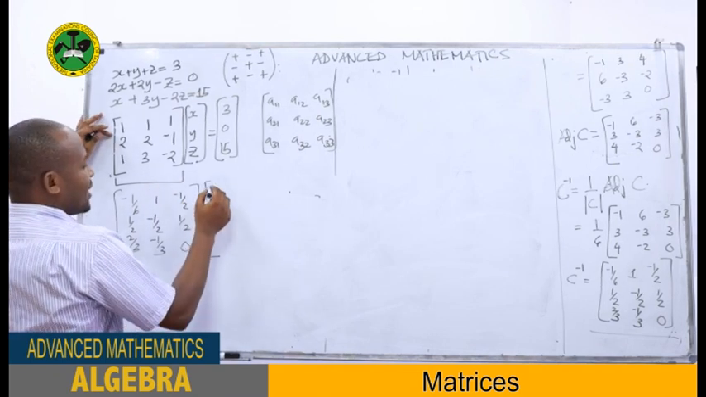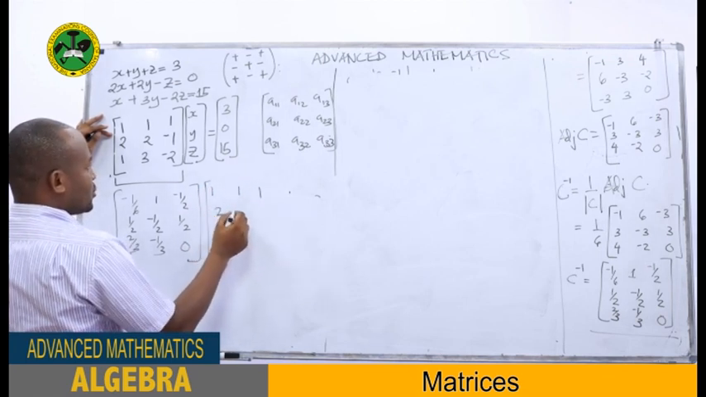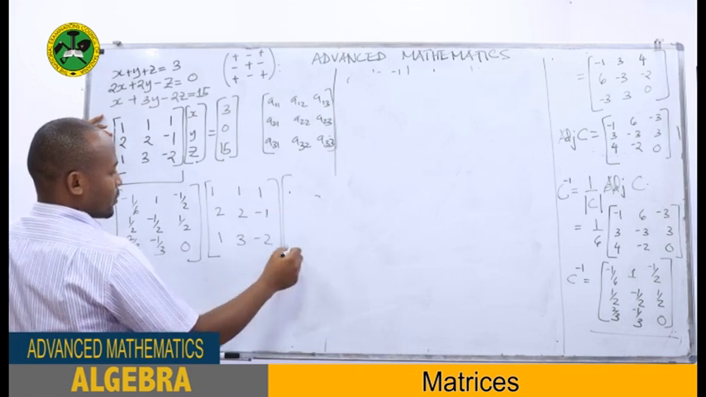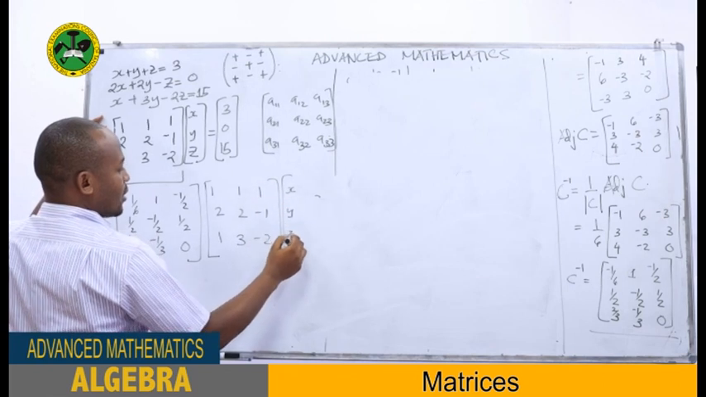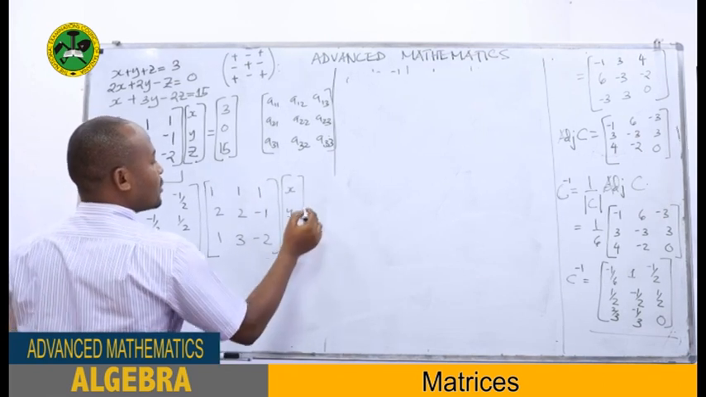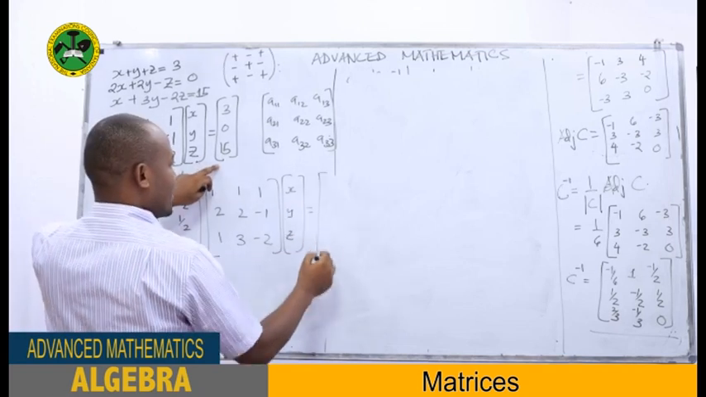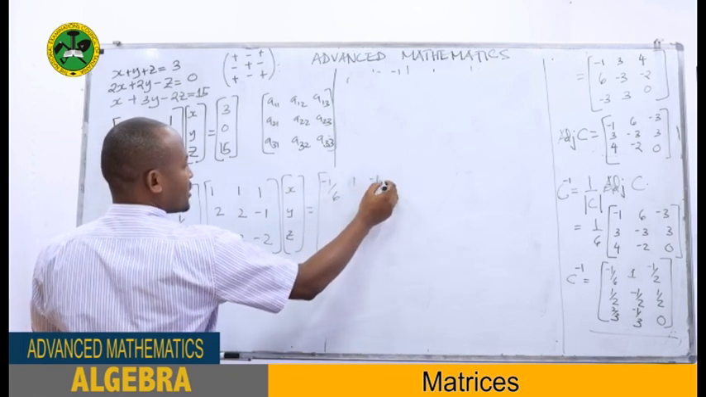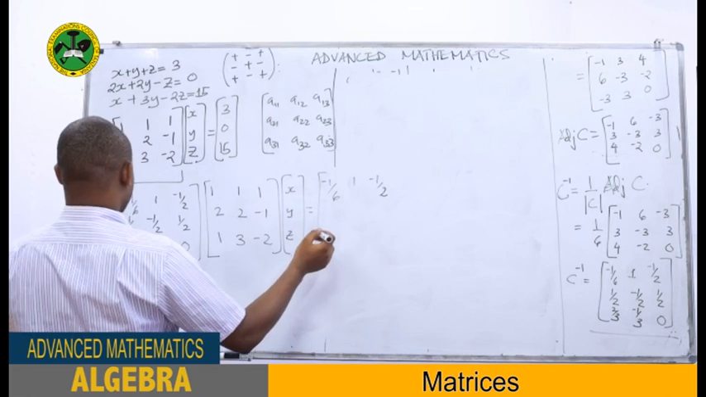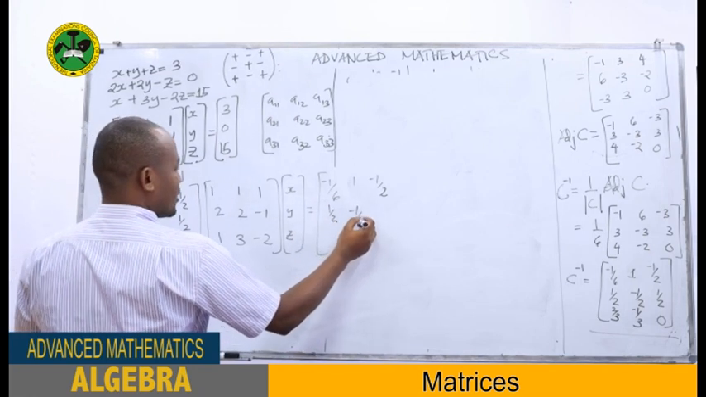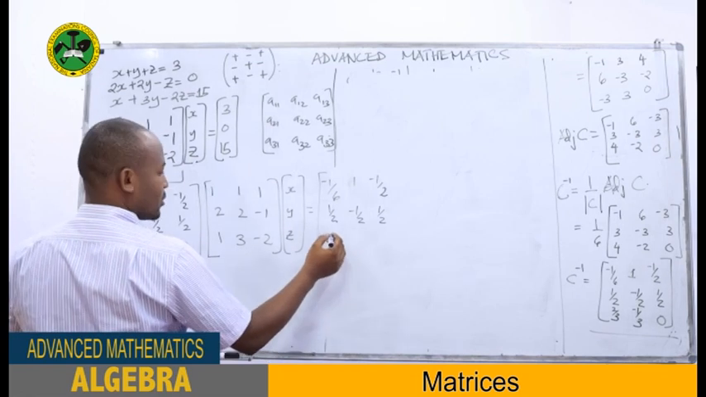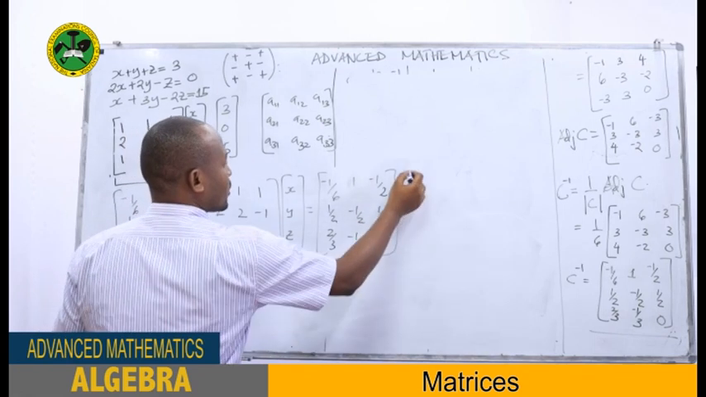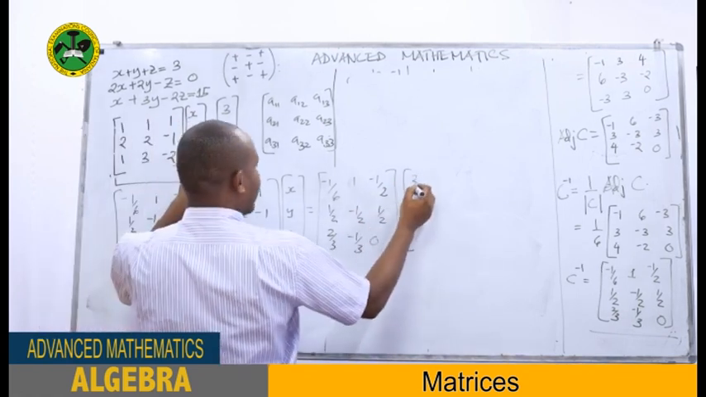So we have to multiply with that 1, 1, 1, 2, 2, negative 1, 1, 3, negative 2, and the variables are x, y, and z, equals the pre-multiplication of the inverse. That means it will be negative 1 over 6, 1, negative 1 over 2, 1 over 2, negative 1 over 2, 1 over 2, 2 over 3, negative 1 over 3, 0. And we have to multiply with 3, 0, 15.